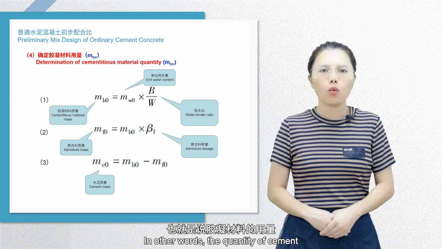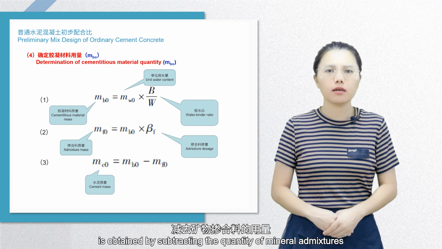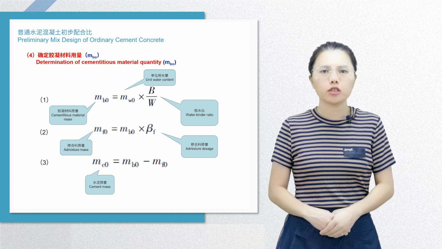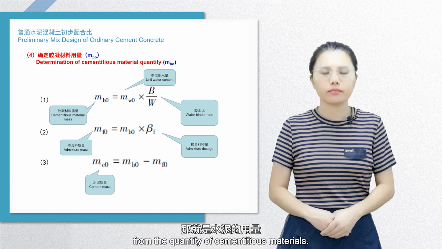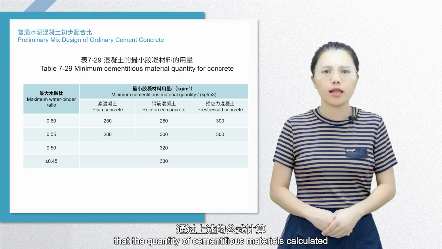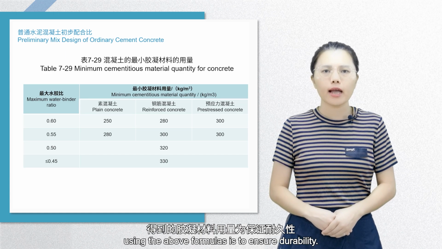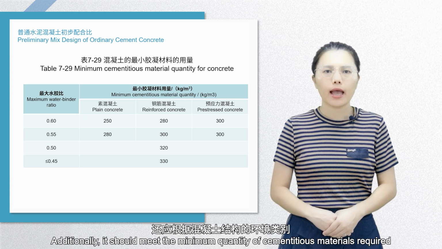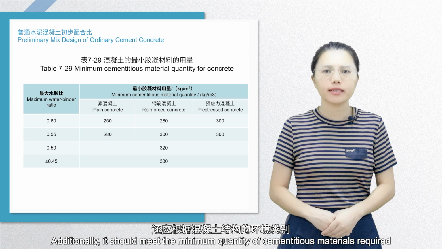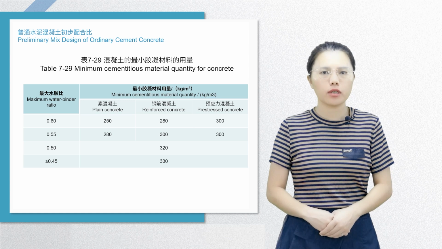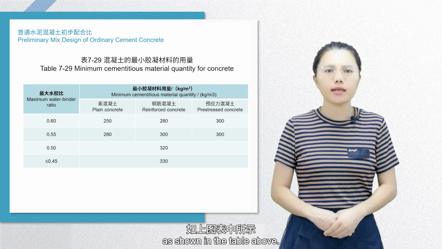In other words, the quantity of cement is obtained by subtracting the quantity of mineral admixtures from the quantity of cementitious materials. It should be noted that the quantity of cementitious materials calculated using the above formulas is to ensure durability. Additionally, it should meet the minimum quantity of cementitious materials required based on the environmental category of the concrete structure, as shown in the table above.